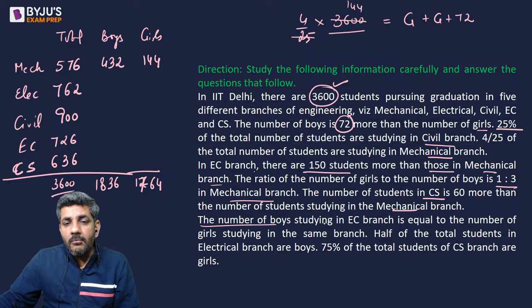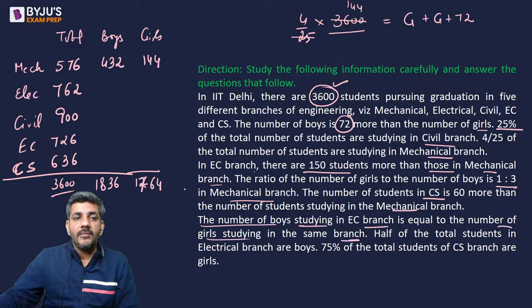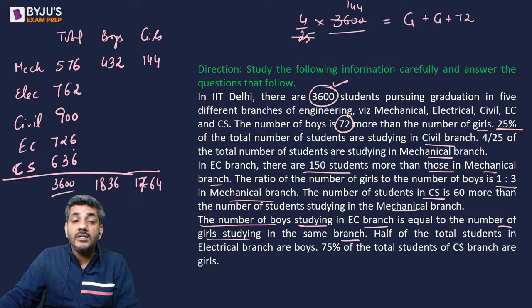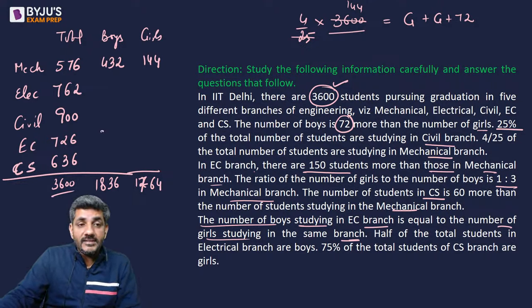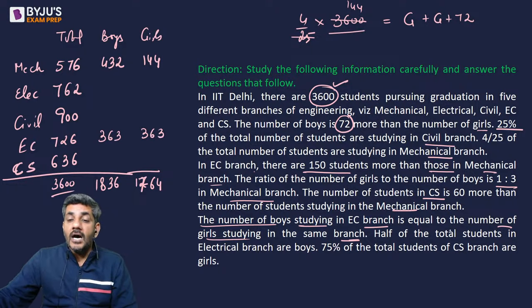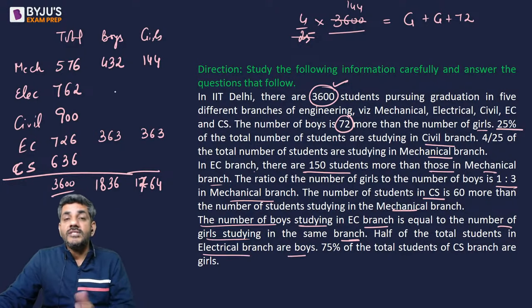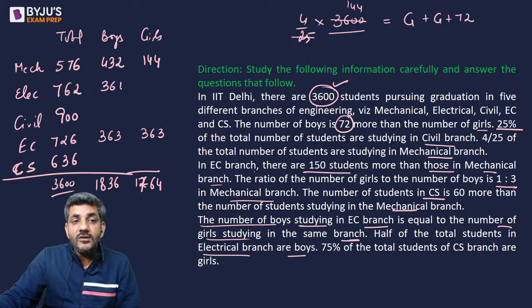नेक्स्ट, द नंबर ऑफ बॉयज इन ईसी ब्रांच इज इक्वल टू द नंबर ऑफ गर्ल्स इन द सेम ब्रांच. मतलब ईसी ब्रांच में बॉयज और गर्ल्स इक्वल है, तो 726 का आधा कर देते हैं, 363 बॉयज 363 गर्ल्स. हाफ ऑफ द टोटल स्टूडेंट्स इन इलेक्ट्रिकल ब्रांच आर बॉयज. इलेक्ट्रिकल में भी वो कुछ ऐसा ही कह रहा है, हाफ ऑफ देम आर बॉयज, तो ऑफ कोर्स हाफ ऑफ देम आर गर्ल्स. सो 381 बॉयज एंड 381 गर्ल्स.